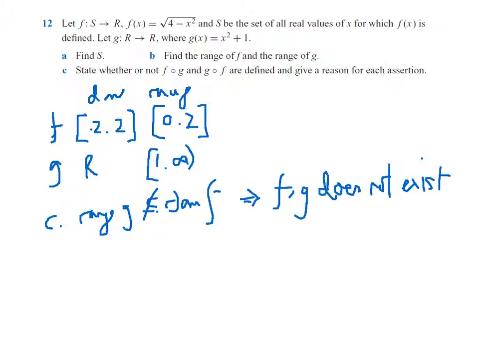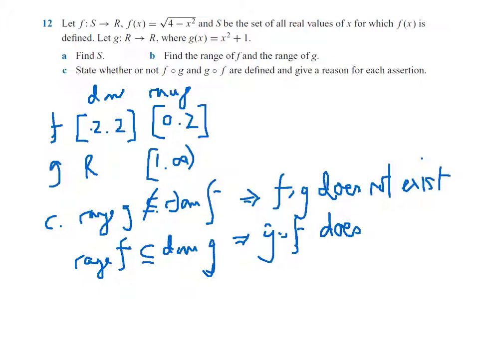But what about g of f? Now we need to consider the range of f. Is that inside the domain of g? Well, the range of f is 0 to 2. The domain of g is R, so that's good. The range of f is inside the domain of g, therefore g of f does exist. And that concludes question 12.